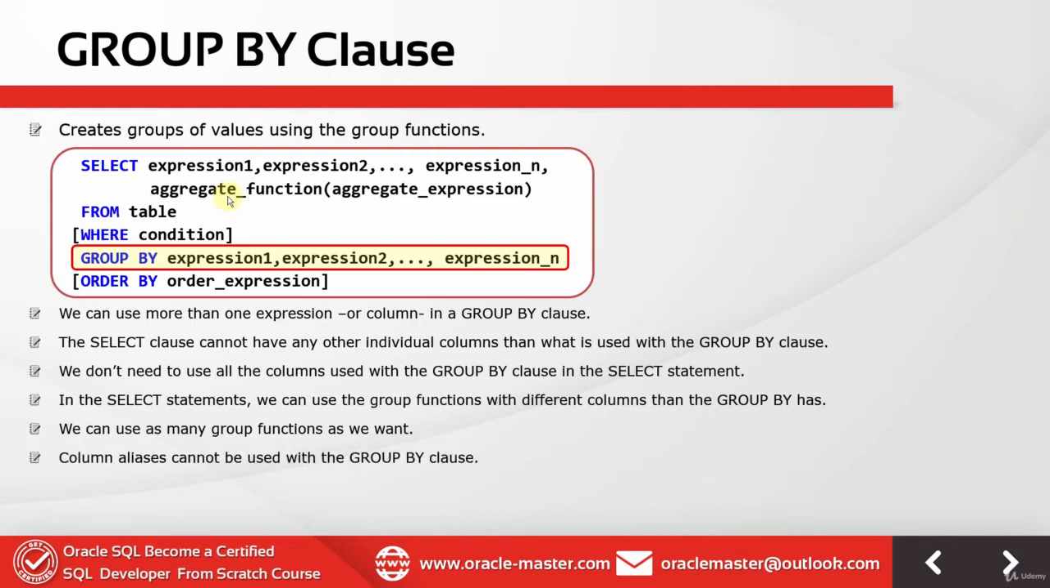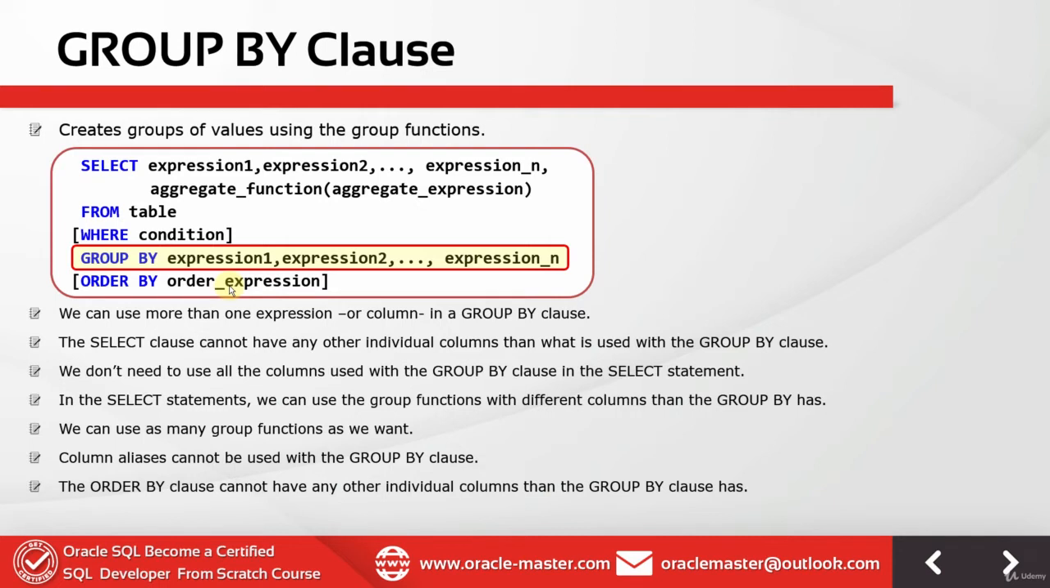And we cannot use column aliases with the group by clause. As you remember, we can use the column aliases with the order by clause, but we cannot do this with the group by clause. The order by clause cannot have any other individual columns than the group by clause has, but it can be within the group functions. This is also an important thing to remember. If you try to use an individual column that the group by doesn't have, you will have an error. So you should be careful about this.